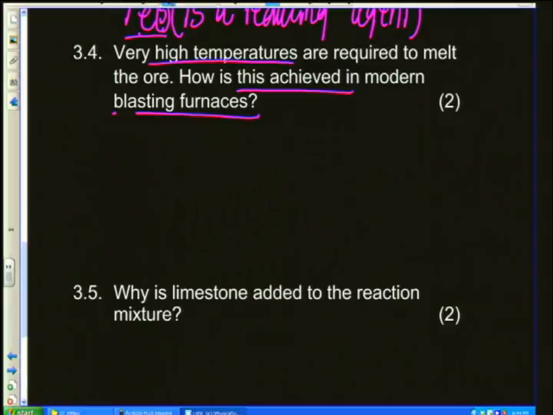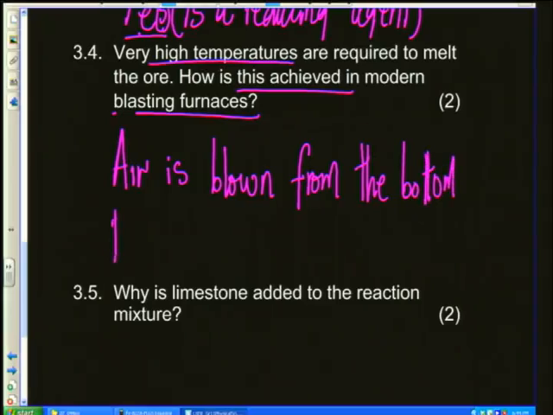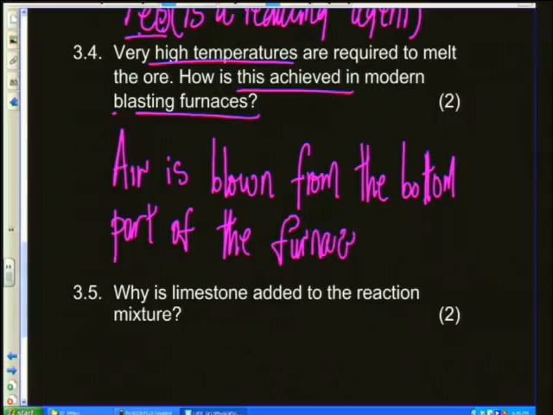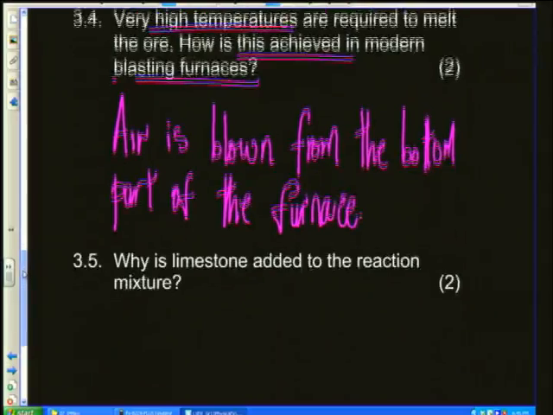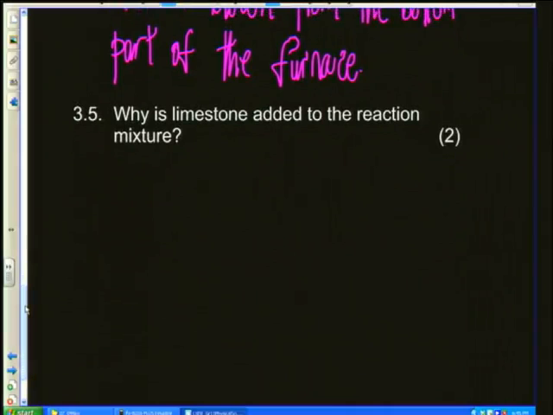So we can say air is blown from the bottom part of the furnace. So that's how we actually achieve the high temperatures that are required.